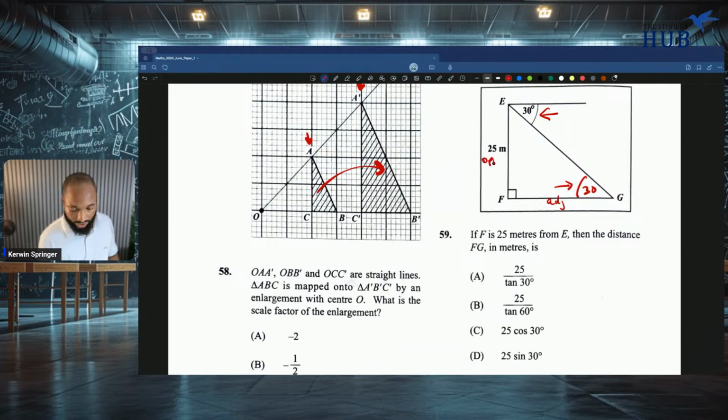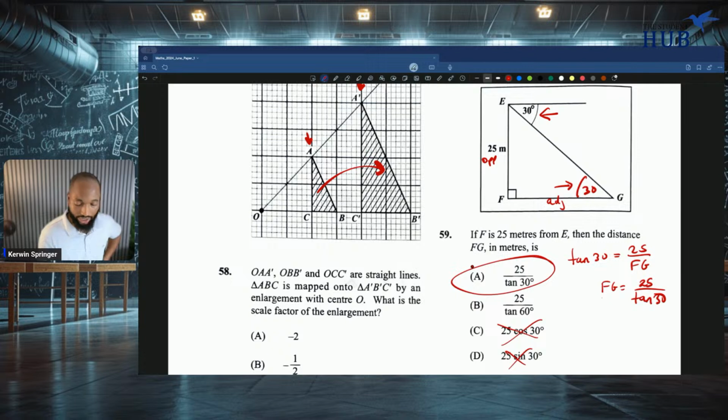This is the opposite to this angle, 30. Or maybe they want to use 60, we'll see. So let's see which one of these works. We know it's not this. So which one of these will work? So tan of 30 is 25, the opposite, over what we want, FG. If we just do a little cross multiply, we'll see that FG is 25 divided by tan 30, which is this. Correct. That's the answer.